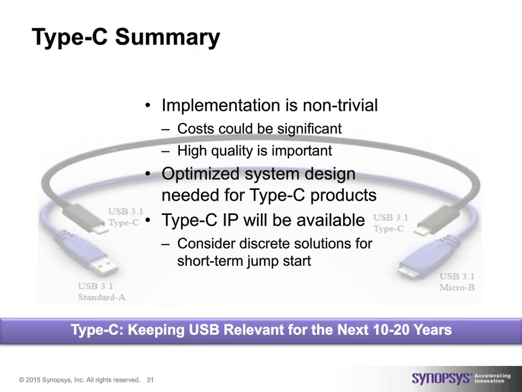And one of the things that our audience can look for is an optimized system design for Type-C, because especially if you're doing, for example, USB 3, you basically have to contend with 2 SuperSpeed data paths, and not just a single SuperSpeed data path as in the historical USB 3.0 implementations.